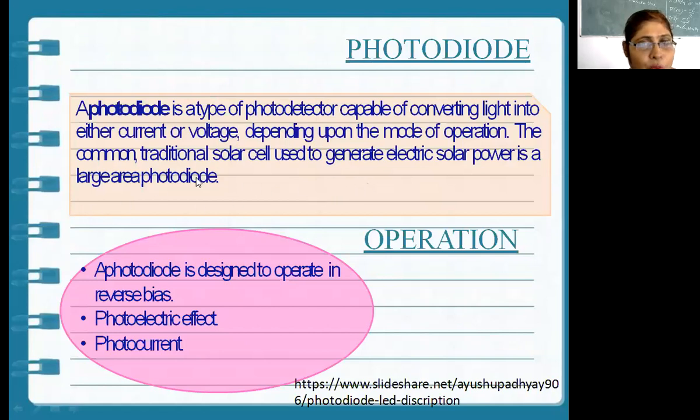The most common type of photodiode is the solar cell, which is used to generate electric solar power. This is an example of a photodiode. This solar cell is actually a large area photodiode. As we have seen, the photodiode converts the light energy into current or voltage depending upon the mode of operation. The photodiode is designed to operate in reverse bias. It works on the photoelectric effect. This generates photocurrent. That is, when light falls on this, the current is generated.